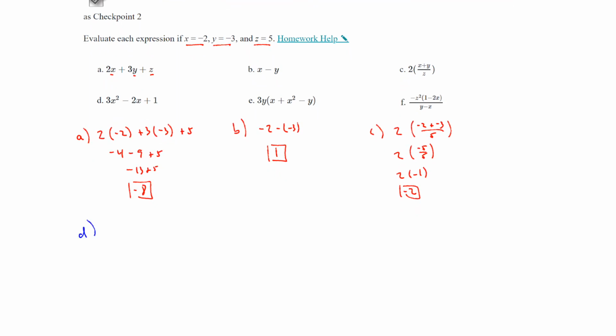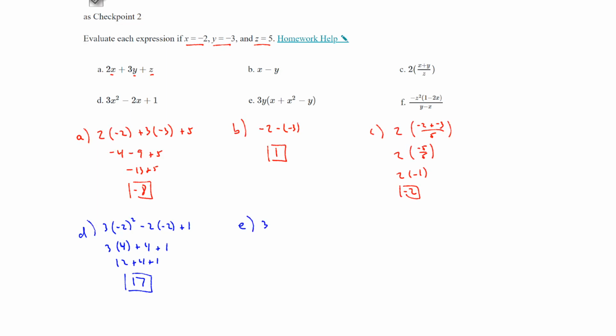Alright, on to D. 3 times x squared, x is negative 2, so make sure you square the negative, minus 2 times negative 2 plus 1. So negative 2 times negative 2 is a positive 4. Negative 2 times negative 2 on the next part is a positive 4. So it looks like we have 12 plus 4 plus 1, and that would equal 17.